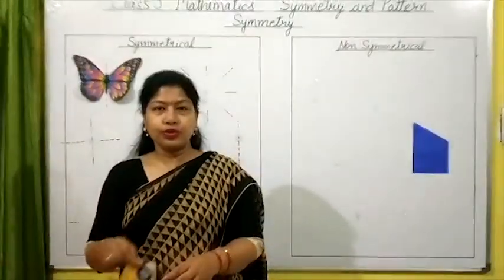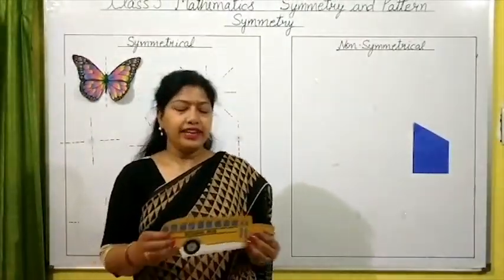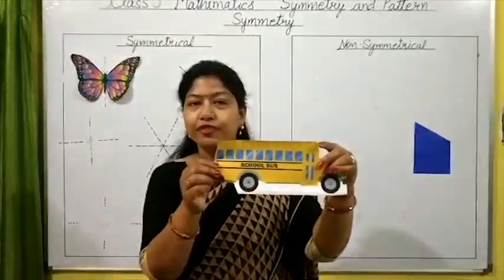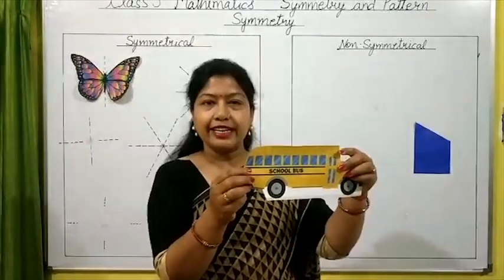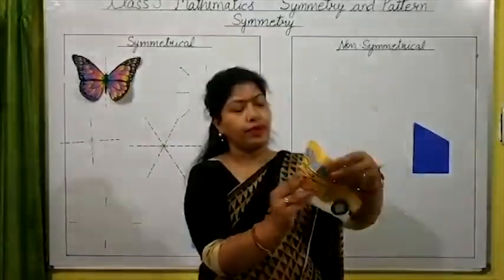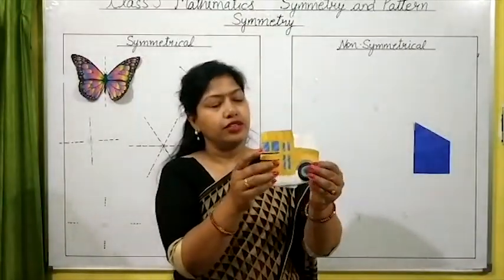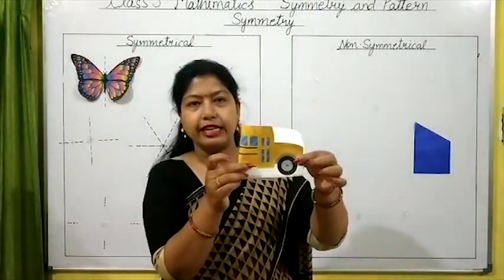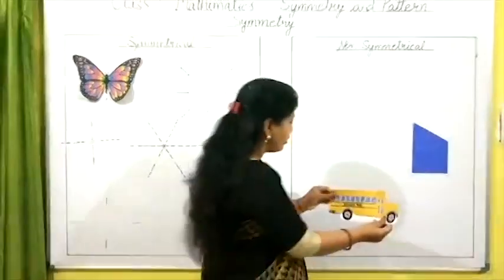How do you go to school? Generally we use a school bus or van. So this is a figure of a school bus. Let's check is it symmetrical or not. Folding it vertically, you can notice both the parts do not match each other. So this is not symmetrical.